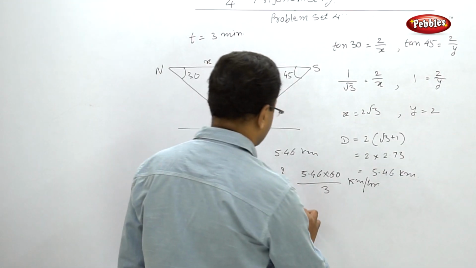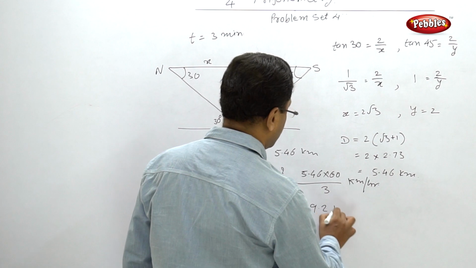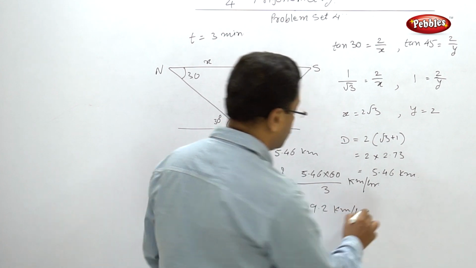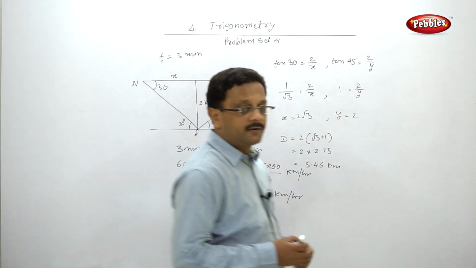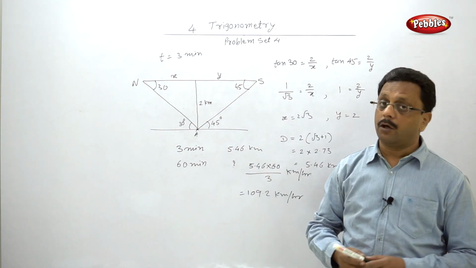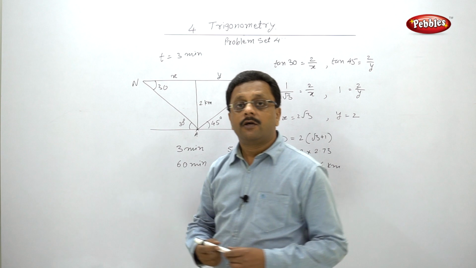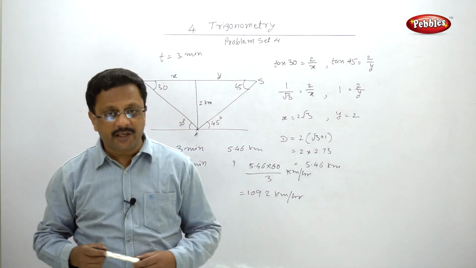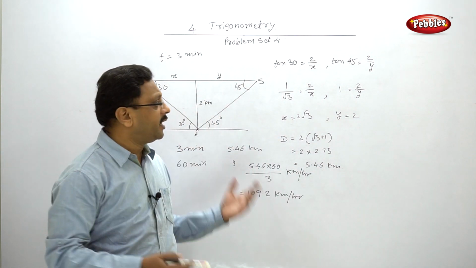Answer is 109.2 kilometers per hour. So friends, with this example we have finished problem set 4, and along with that we have finished the chapter Trigonometry. The chapter was very easy and we have solved so many examples.